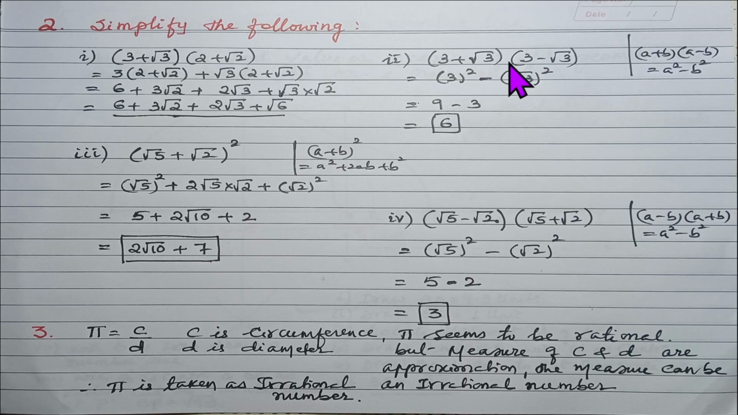The second one is (3 + √3)(3 − √3). Now applying (a + b)(a − b), that is a² − b². A is 3 here and b is √3, so 3² − (√3)² is equal to 9 − 3, and that is 6, the answer.